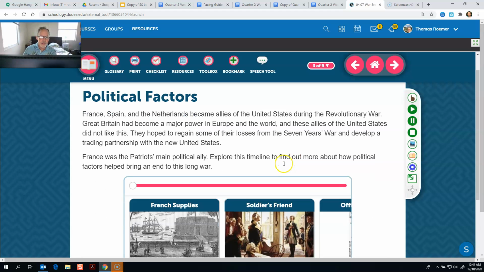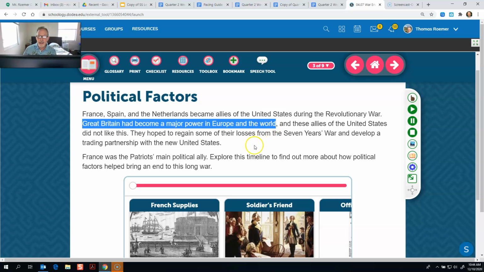Okay, so right here, some political factors. Okay, so look at here, we had three different allies. Okay, France, Spain, and the Netherlands. Okay, so three different countries came to the aid of the United States during the Revolutionary War. So it's kind of like, hey, we had some friends watching our back here, right? Now, think about it. Great Britain had become a major power in the world. Okay, and then these allies didn't like that.